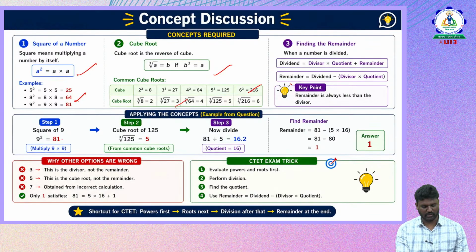Step 1, we identify the 9 square value, 81. Step 2, we identify the cube root of 125, so we got 5. Then we divided and got the quotient 16, and by applying this value we find the remainder. So the answer we got is 1. Why are the other options not correct? 5 is the divisor, not the remainder, and it is the cube root. 7 is obtained from an incorrect option, we didn't get any 7. So only option 1 satisfies.